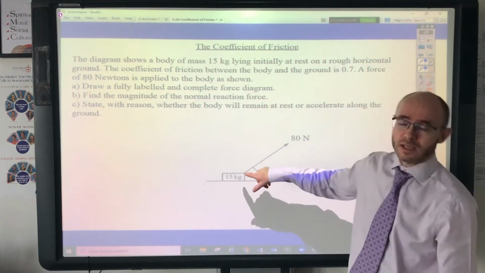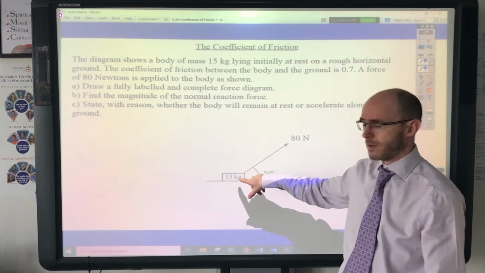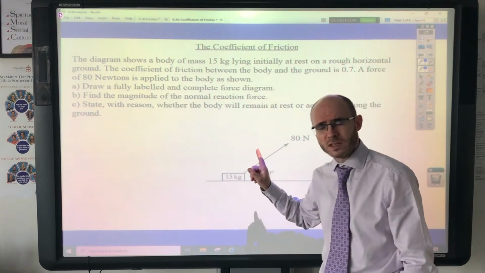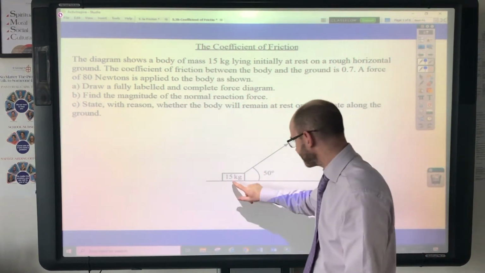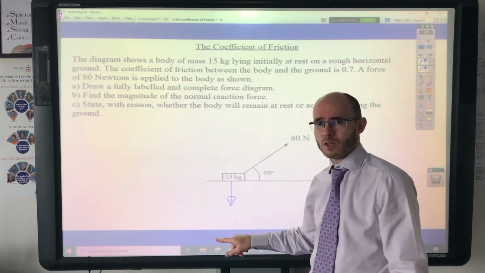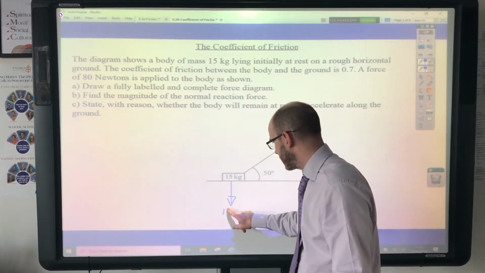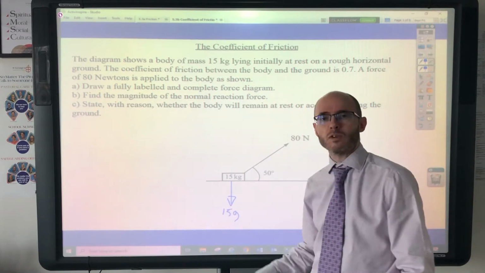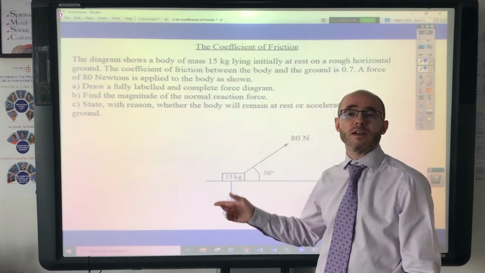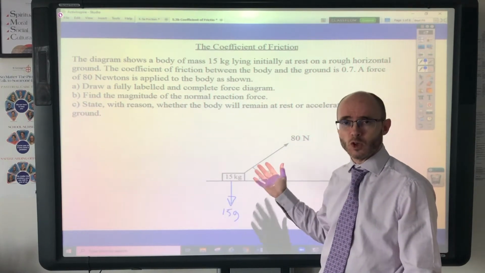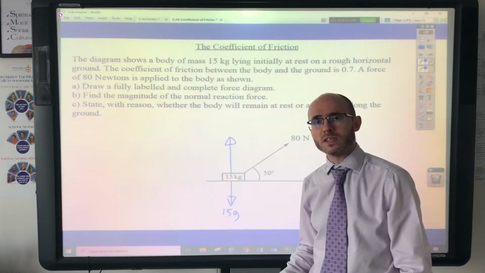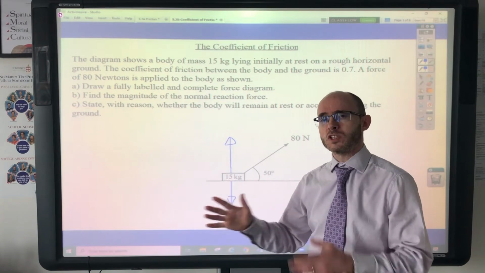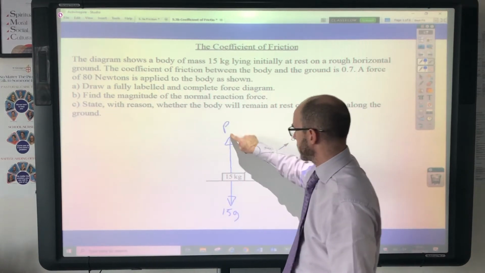So there's the particle, there's the object, 15 kilograms. Of course that means there's going to be a weight force acting vertically downwards. Let's put that in. And that's going to be 15G, isn't it? And of course in the opposite direction is going to be the normal reaction force. Remember, the normal reaction is always at right angles to the surface on which it's resting. So there we go.